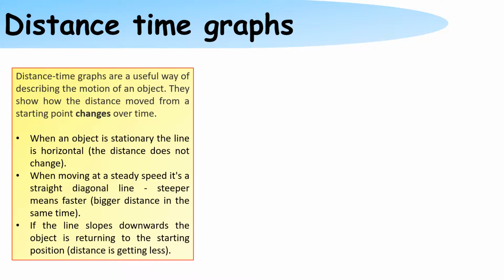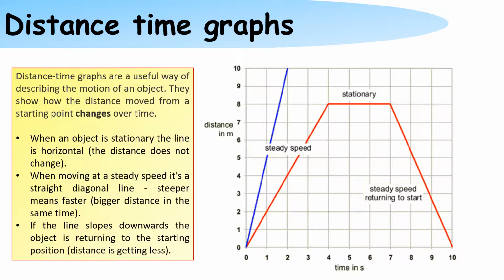Distance time graphs are a useful way of describing the motion of an object. They show how the distance moved from the starting point changes over time. When an object is stationary, the line is horizontal, so the distance does not change. When moving at steady speed, it is a straight diagonal line. The steeper it is, the faster it is moving. If the line slopes downwards, then the object is returning to its starting position.